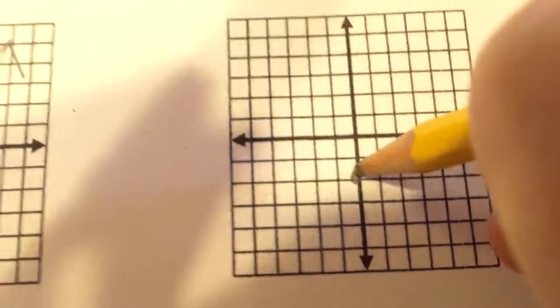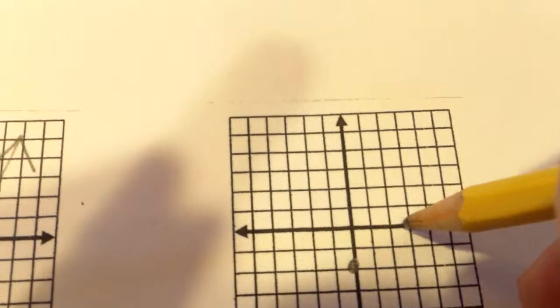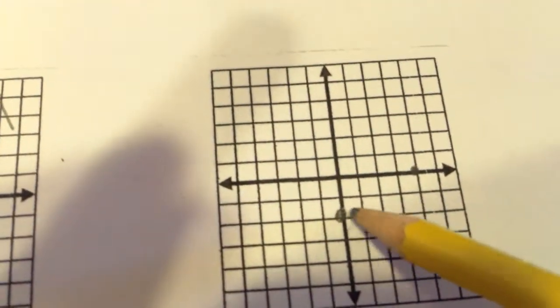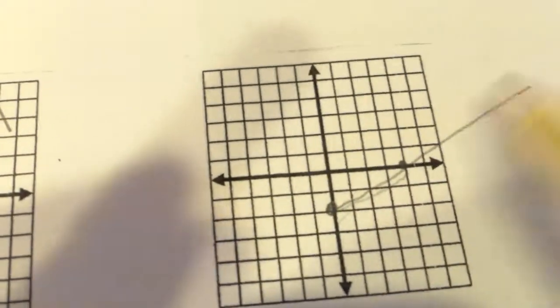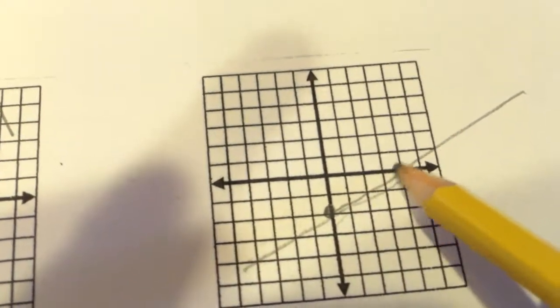We have the point (0, -2), and we have the point (4, 0). X is 4, y is 0. Connect those 2 points and you just graphed your equation. Whoa, that's not a very good line. Using the x and y intercepts: y-intercept, x-intercept. Touching the x-axis, touching the y-axis.